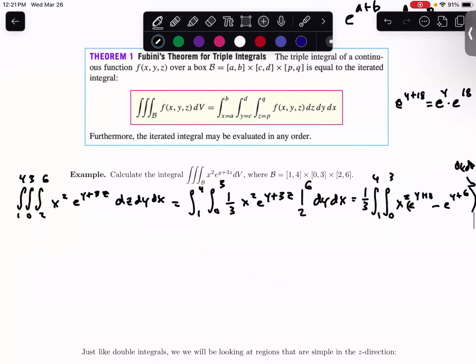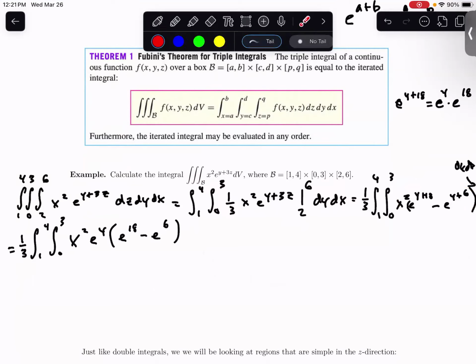And so you can rewrite this double integral in the following way. So this is 1/3 times the integral from 1 to 4 times the integral from 1 to 3. You have this x squared here. And if you write it in this way, you can rewrite this as e to the y multiplied by e to the 18 minus e to the 6th power. If you distribute it out, if you did the product of these two things, you would get this right here.